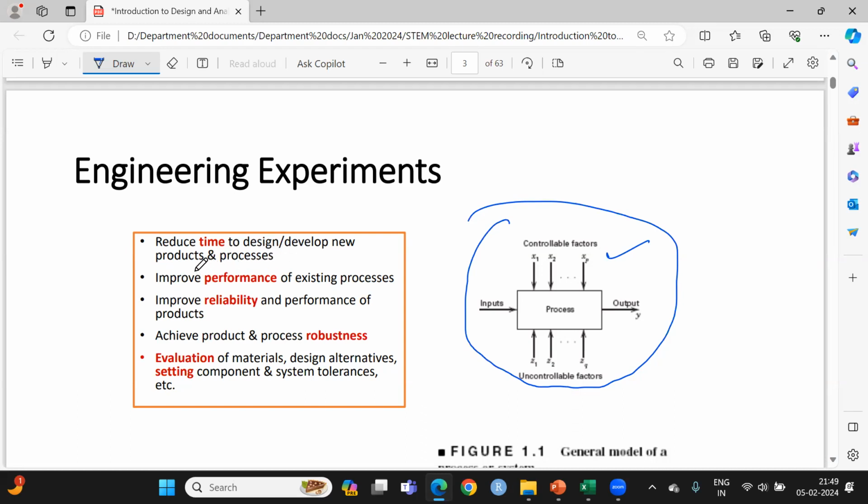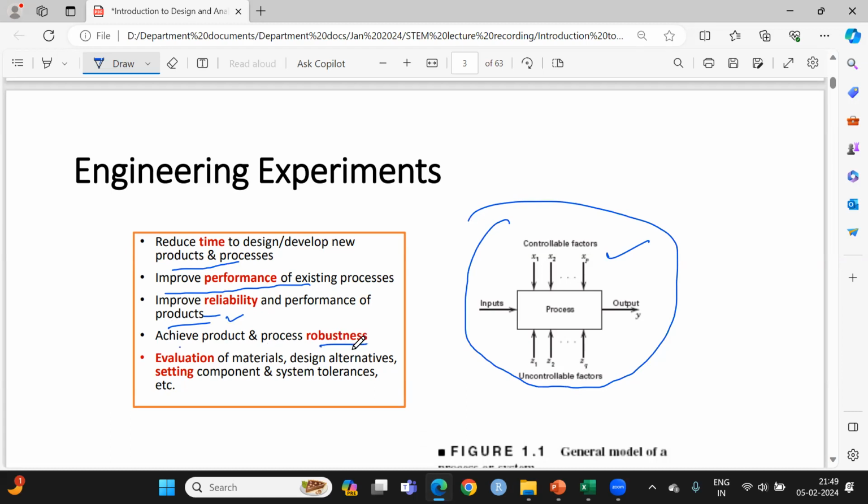So in engineering experiments, our main objective is how one can reduce the time to design and develop new products and processes, how one can improve the performance of existing processes, and how one can improve the reliability and performance of the product, as already discussed with you. So achieve product and process robustness.